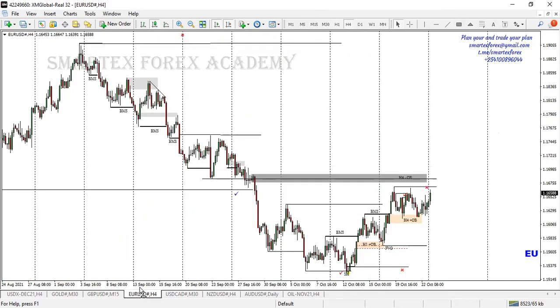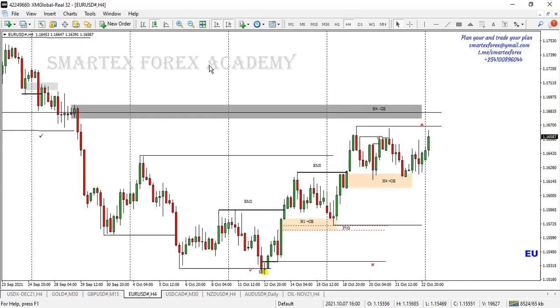So the next pair is euro dollar. In this euro dollar, there is this 4-hour OB here, and we had this equal high that I told you last week was never mitigated. You can see the market seems to get drawn to these equal highs here. And as you can see again, there is this OB that still becomes a draw for the market.